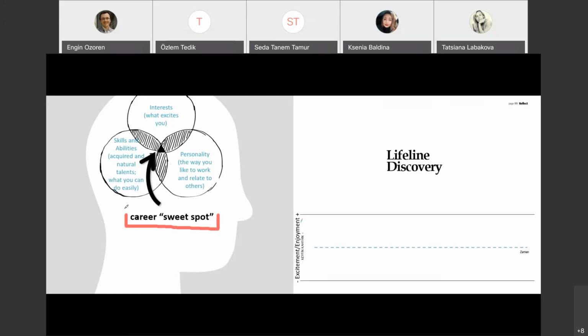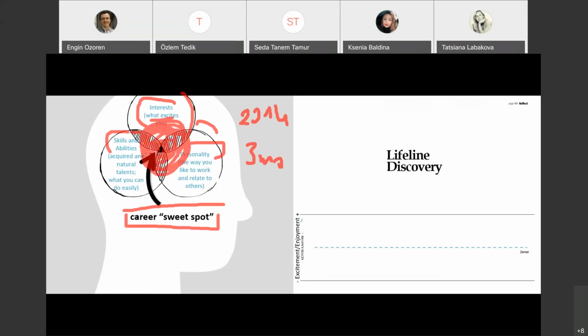Okay, what are career sweet spot years? In 2014, you have to look every 3 months from today. What are your interests? What excites you? Plus, what are your skills and abilities? And what is your personality? If the three of them mix and increase, that black line with the three circles, how they become more together, this is your career sweet spot. It gives you excitement, enjoyment of your life.